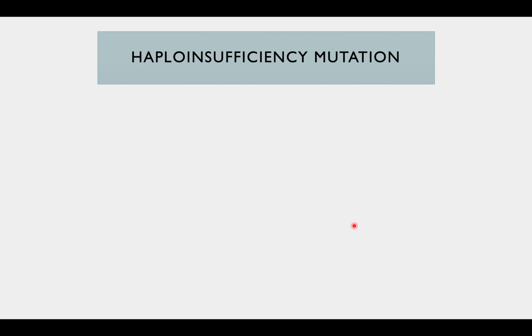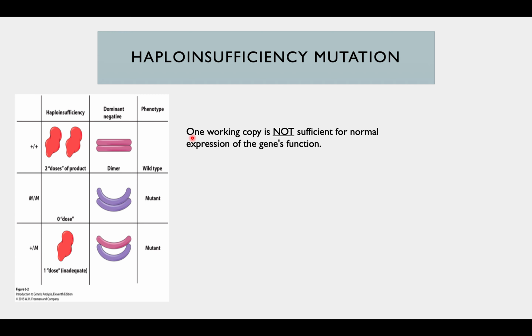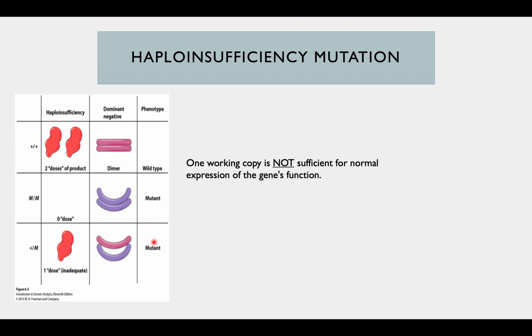So as I just said, the most common mutation in pro-alpha-1, 5 protein is a nonsense mutation. So these mutations generate an unstable transcript that is rapidly degraded by NMD and result in an overall reduction in collagen 5 levels, which is also known as haploinsufficiency. Haploinsufficiency is when one working copy is not sufficient for normal expression of the gene's function. So up here you can see there are 2 doses of the product leading to a wild type, which is good, but down here this is haploinsufficiency, where 1 dose isn't adequate enough, so it leads to a mutant.